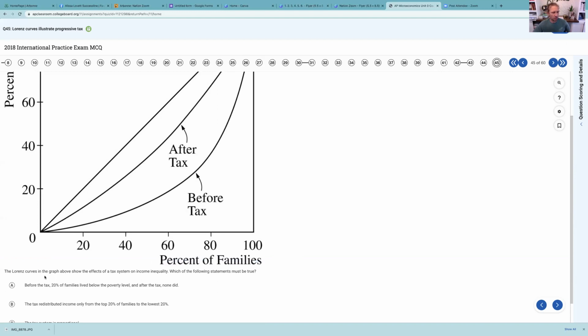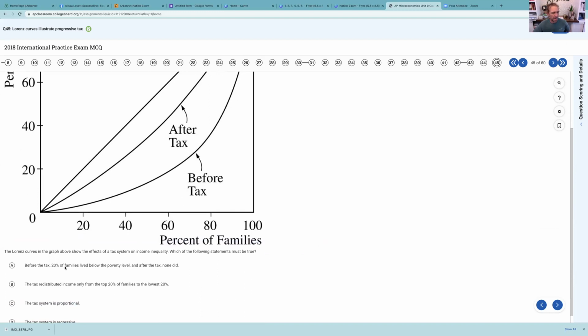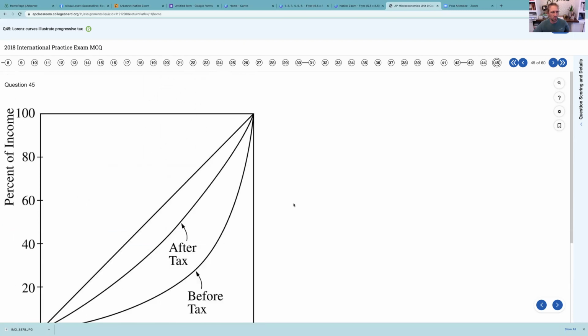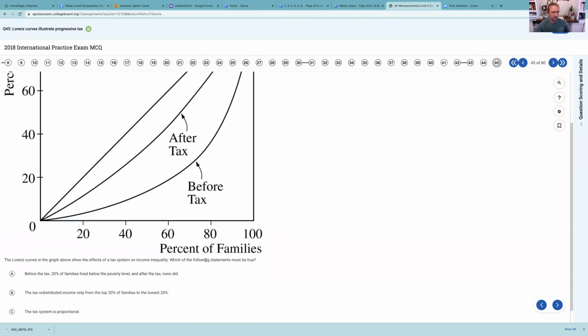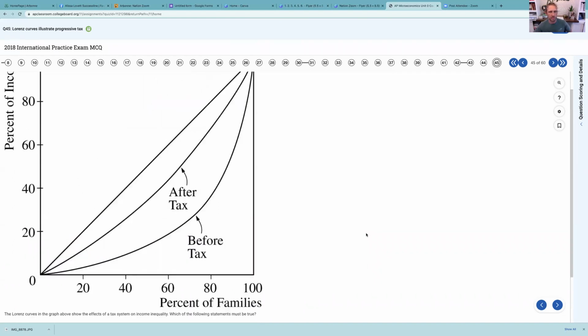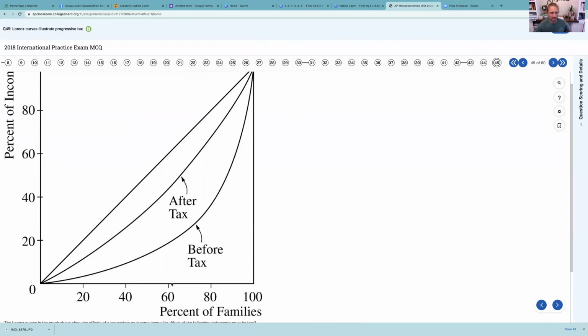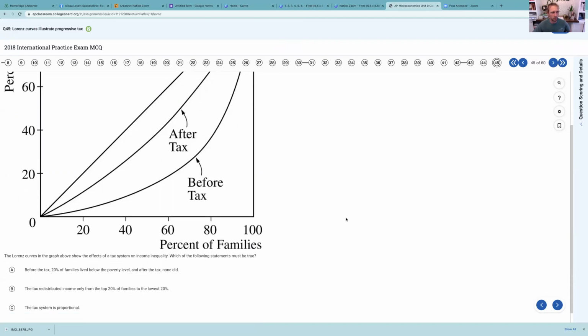So it says the Lorenz curve in the graph above shows the effect of a tax system on income inequality. Which of the following statements must be true? A says, before the tax, 20% of families live below the poverty level, and after the tax, none did. Well, there's nothing on here about poverty level, so we don't have enough information there. B, the tax redistributed income only from the top 20% of families to the lowest 20%. We know that's not true because these people here who were 60%, they are moving as well. So it's not just the top 20% and the bottom 20% who are affected.